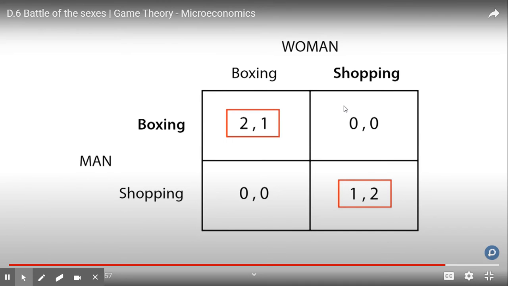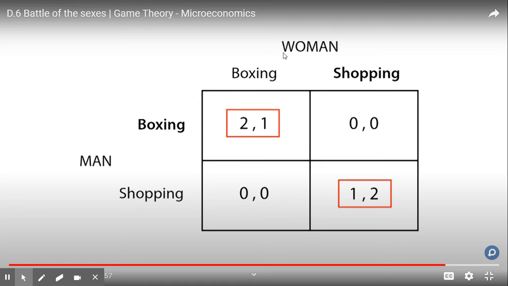If the women choose shopping, again men have two options, whether to choose shopping or boxing. So he will choose shopping here, not boxing. You can see from this side. So it means in the case of the men, there is no dominant strategy.